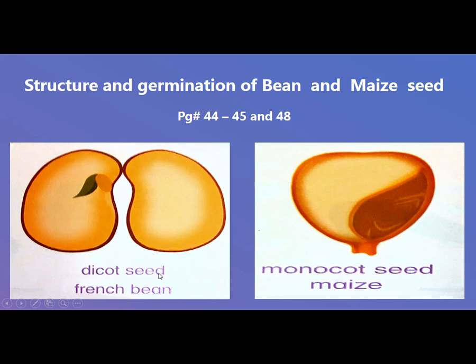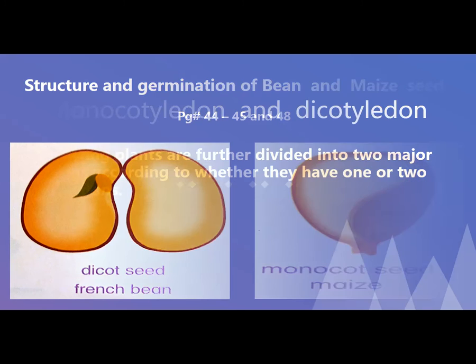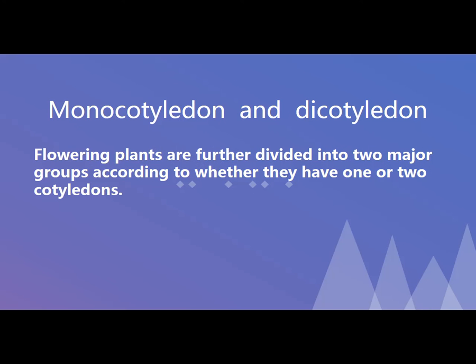Today we will learn about the structure and germination of seeds, especially bean and maize seeds, from your science book, page number 44, 45 and 48. Students, as we already have learned about cotyledons and their types, one type is monocot and the other is dicot.